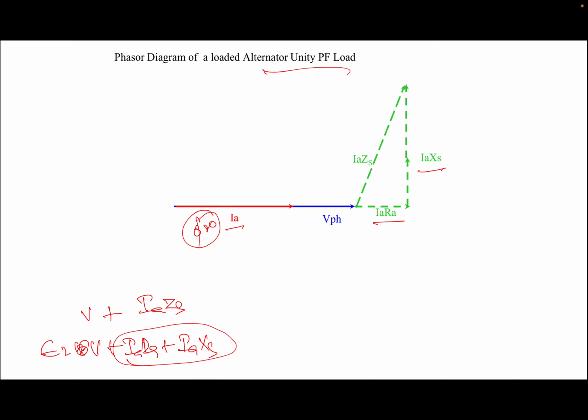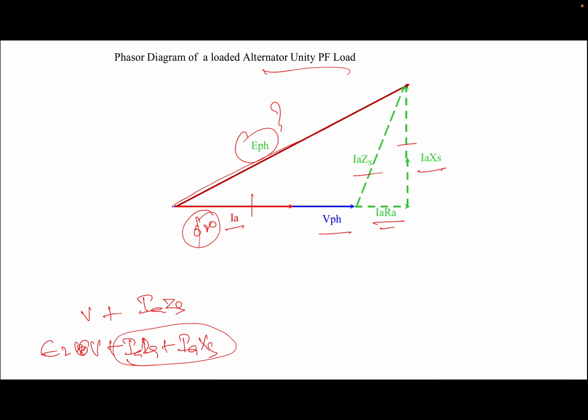Okay, and IaRa has to be drawn in parallel with the Ia phasor, and IaXs has to be drawn perpendicular with respect to the Ia phasor. The resultant of this IaRa, IaXs is IaZs here. So what I want here, V phase, IaRa, IaXs will be E phase. Okay. Now here I don't know this E phase.